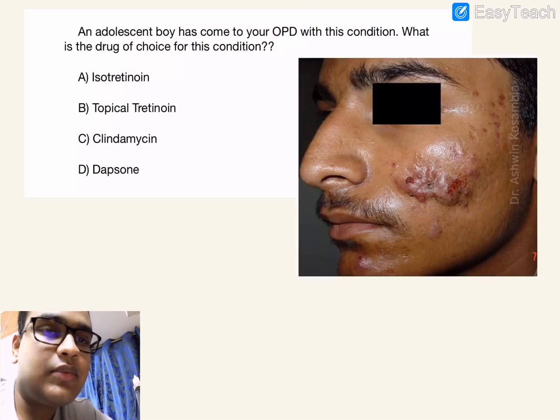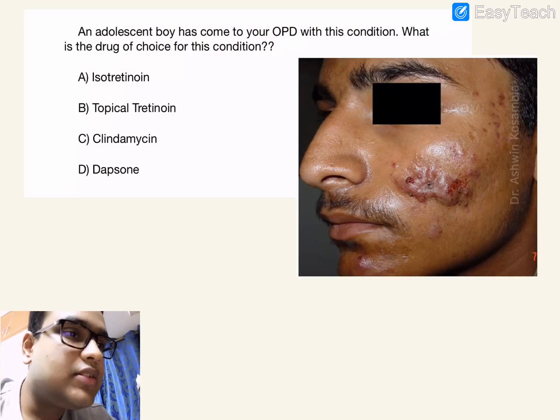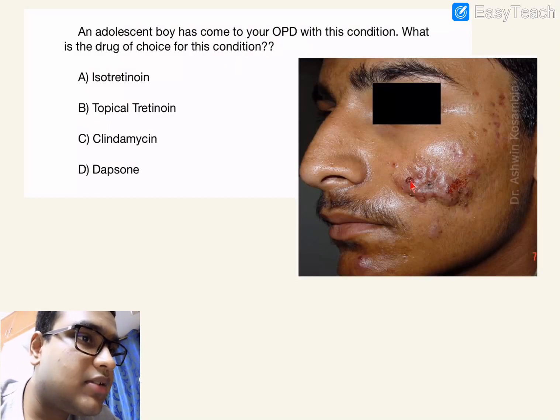So moving on to the next question. An adolescent boy has come to your OPD with this condition. What is the drug of choice for this condition? First we have to diagnose the condition based on the picture here. As you can see, you can see multiple papules, and you can see certain comedones here. So these white lesions are comedones.